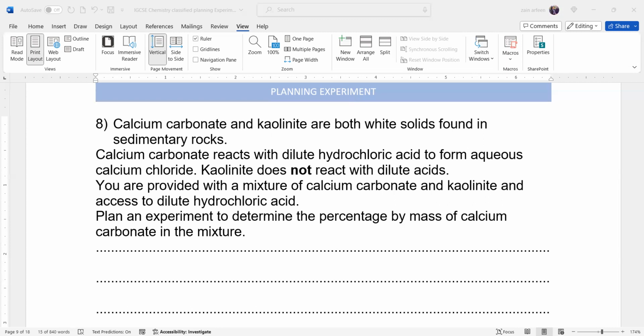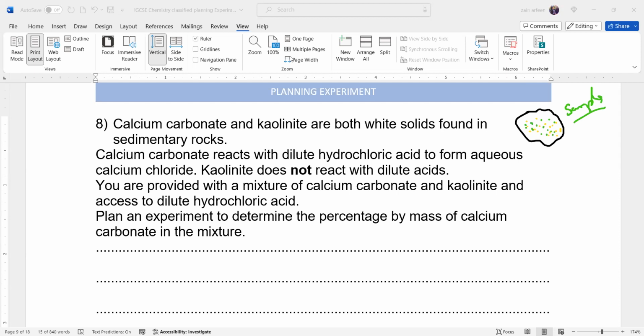So for example, if we have a sedimentary rock, some part of this sedimentary rock is calcium carbonate. For example, these yellow spots are representing calcium carbonate. Both are white solids, but just to distinguish them, otherwise I cannot draw white here, the green spots are representing the kaolinite. So we want to find the percentage of calcium carbonate in this sedimentary rock sample. Okay, so how can it be done?